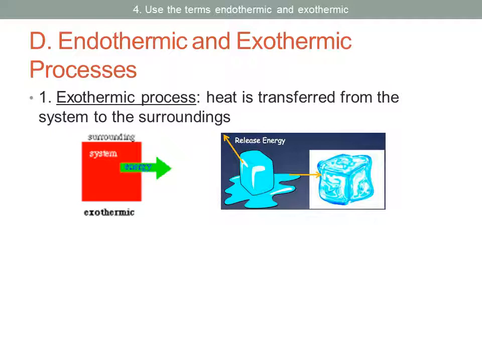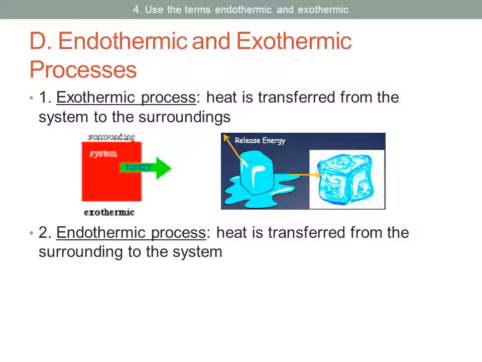An example of the release of energy, or an exothermic process, would be the freezing of water, liquid water, to form ice. So we can see that energy is leaving the liquid water. That's what this arrow is showing, and that process will result in that liquid water freezing to form solid ice.